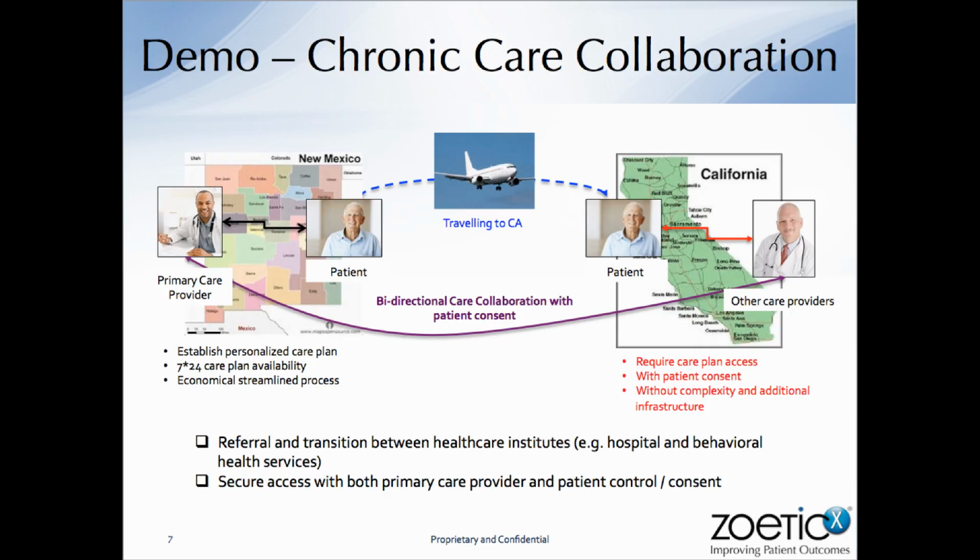What you've seen is the ability to have bidirectional documentation flow. You may use the same framework for referring a patient from an emergency room to behavioral health services, as an example. The same applies for CCM service involving the patient's care provider and other specialists like mental health.